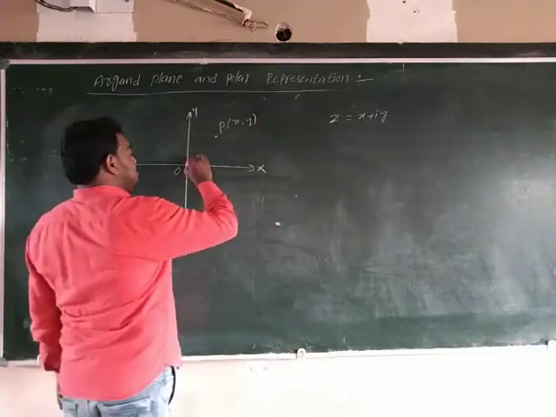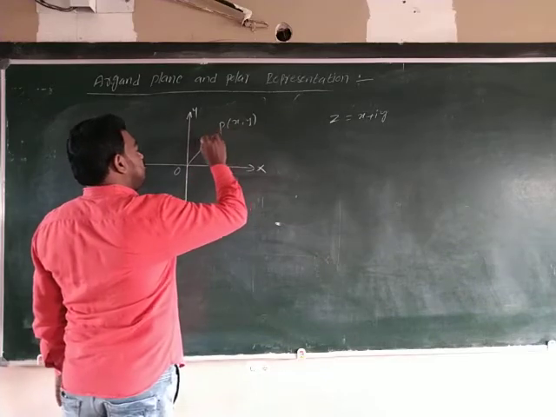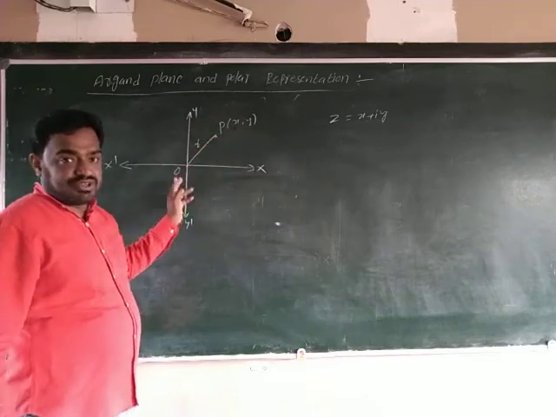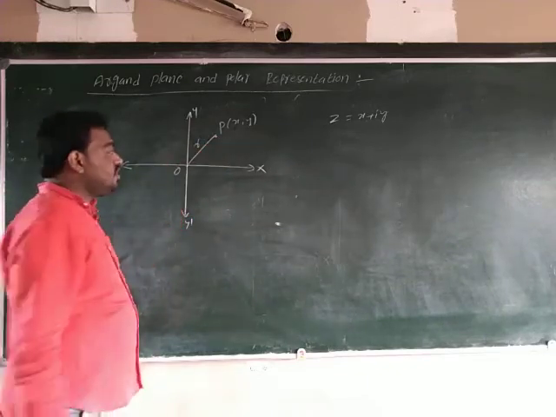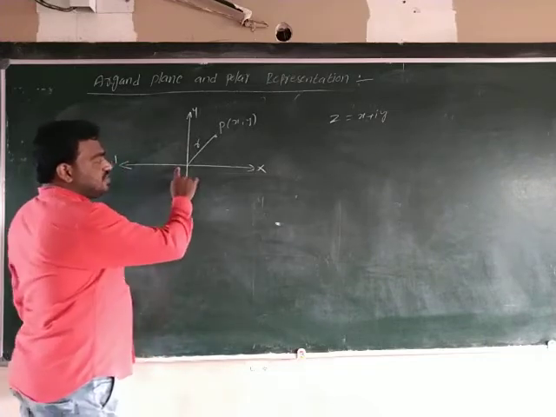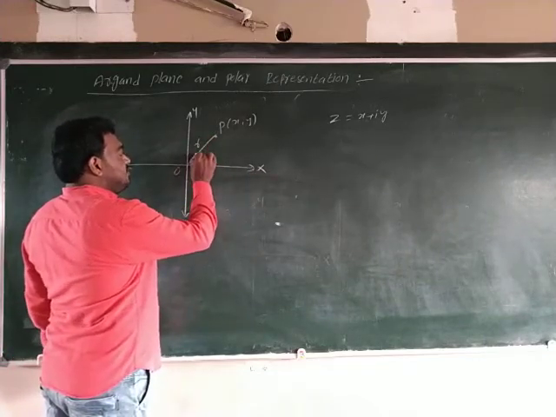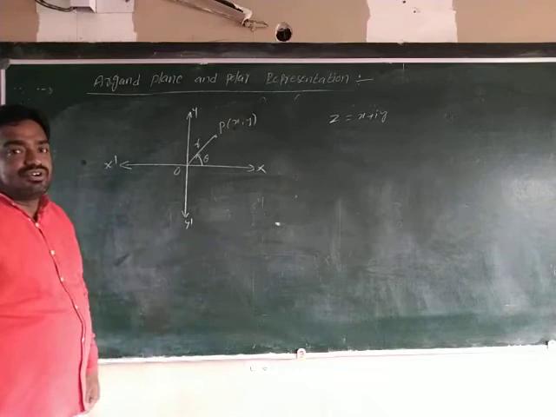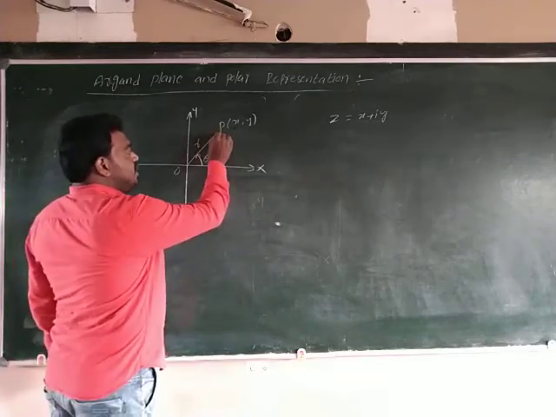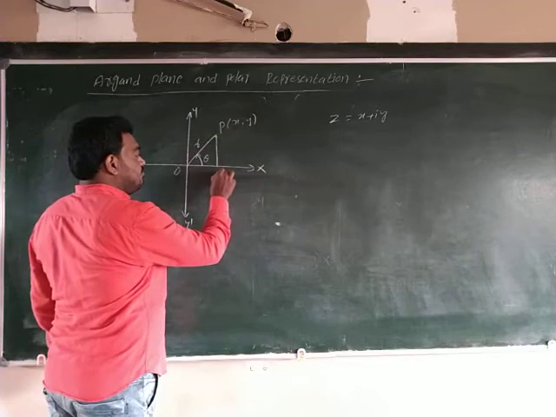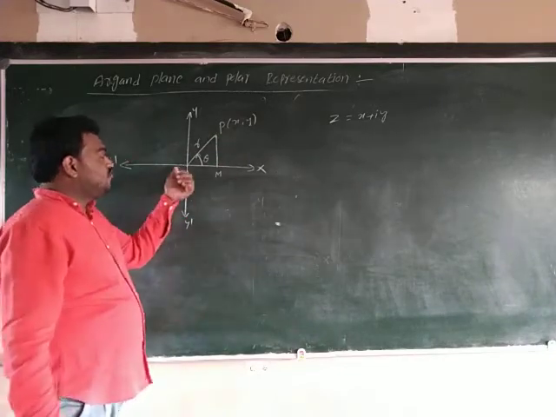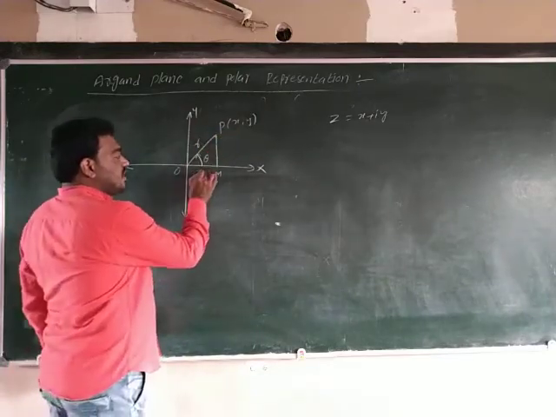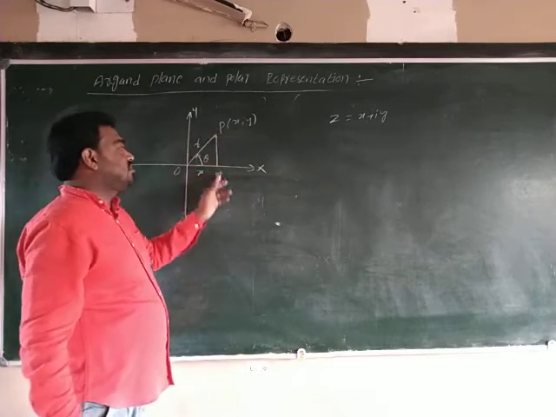Next, the distance from the origin to point P, I am taking as r. Next, the angle between the positive x-axis and OP is theta, measured in the anti-clockwise direction. This is theta. Next, you draw a perpendicular line from P to the x-axis, that is PM. Here OM distance is nothing but the x coordinate of P, so this is x. PM is nothing but the y coordinate of P.